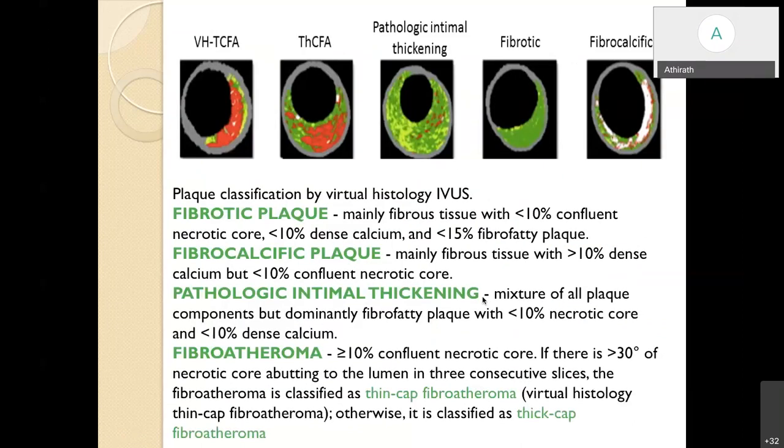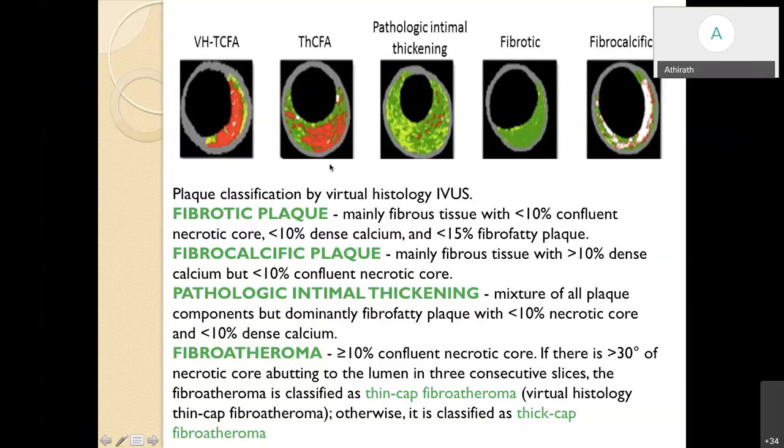Now, the different plaque classifications by virtual histology IVUS. This is a pathologic intimal thickening, that is, mainly a fibrofatty plaque with less than 10% necrotic core. This one is a fibrotic plaque, the fourth one, which is mainly fibrous tissue with less than 10% confluent necrotic core and less than 10% calcium. And the fifth one is a fibrocalcific plaque, which is mainly fibrous tissue with greater than 10% calcium, but less than 10% confluent necrotic core.